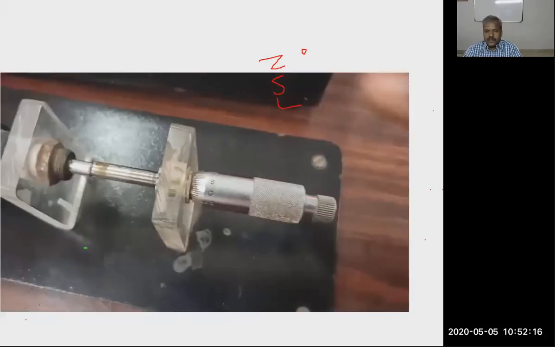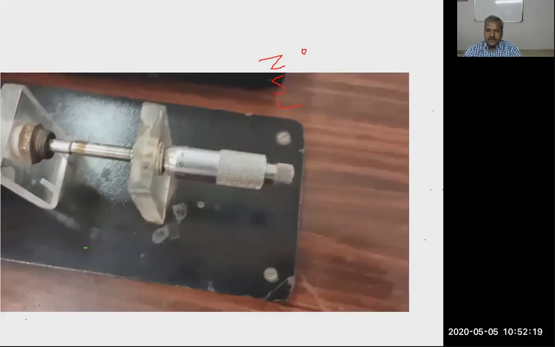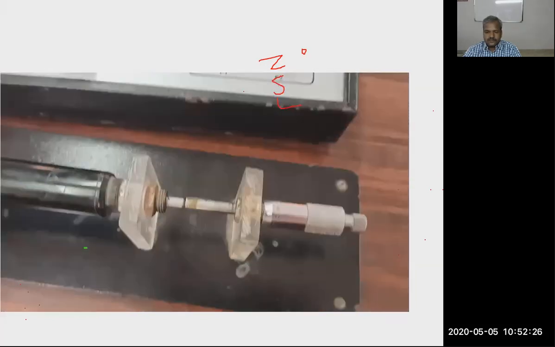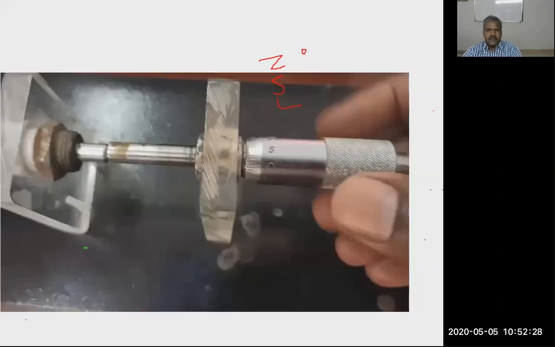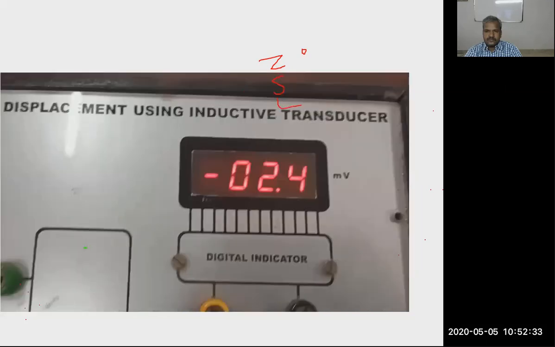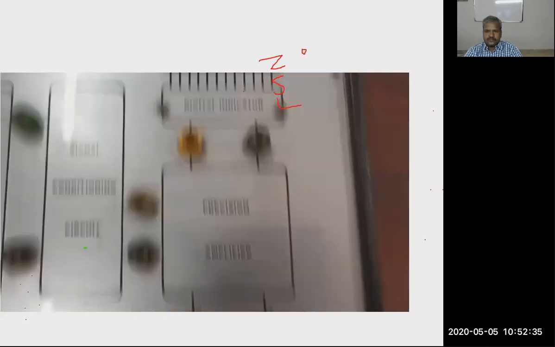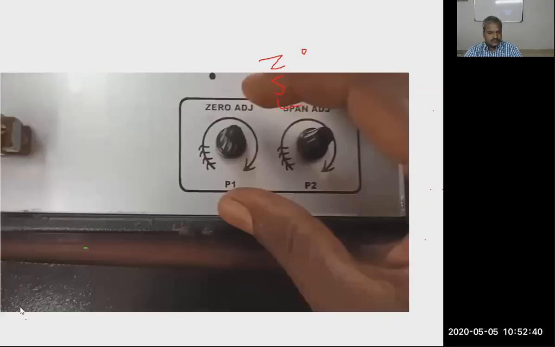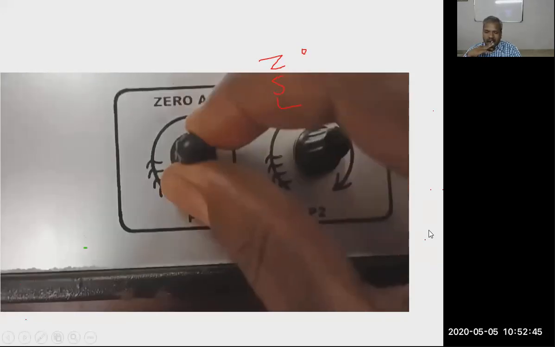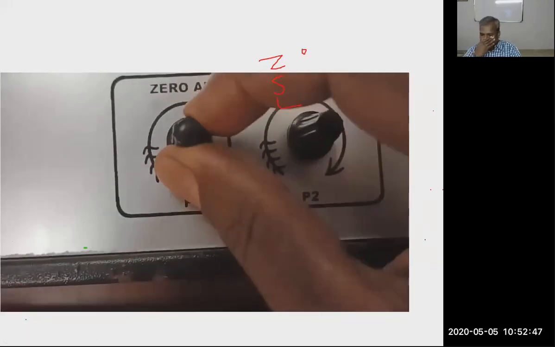This micrometer measures 1 mm displacement. Totally we can measure up to 20 to 25 mm displacement using this inductive transducer. First set the micrometer at 0, then see the display. It should show 0. Otherwise, using this zero adjustment part, slowly adjust and bring it to zero.